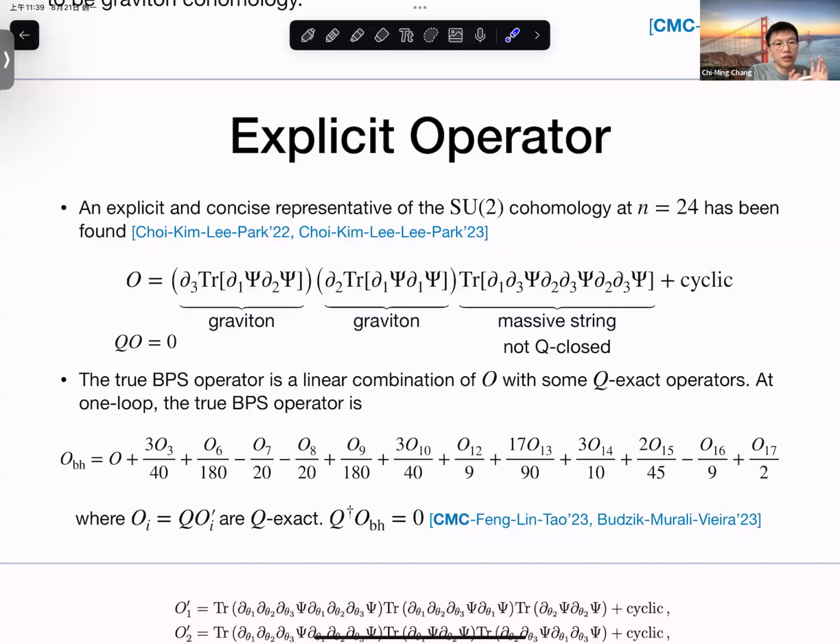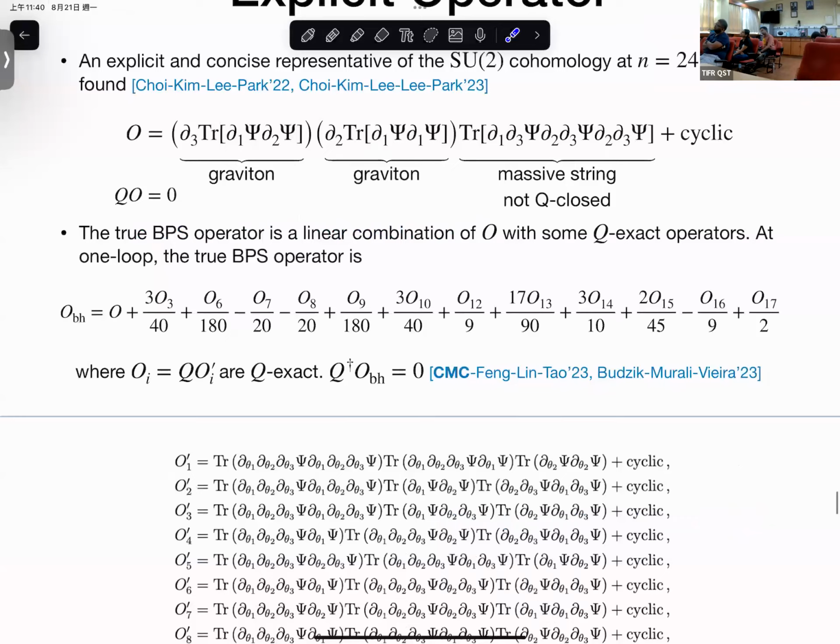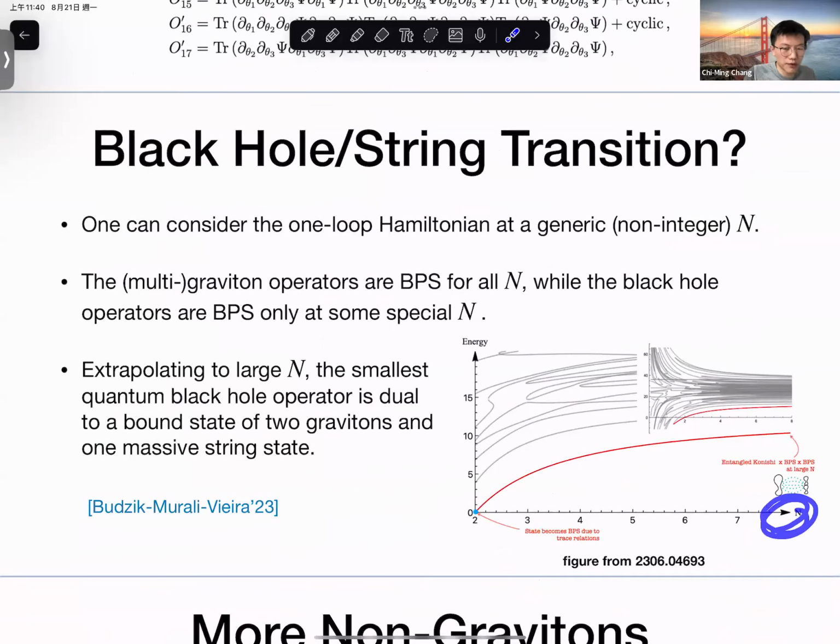Now we try to go in a different direction, from small n to larger n, that is, in the bulk from strong to weak coupling. The plot here is for n, and we see that if we go in the bulk from strong to weak coupling, of course at small n these operators are heavy, but at larger n they are relatively light. So there should be some perturbative bulk excitations at large n, and then there's a straightforward interpretation as some bound state of two gravitons and one string.